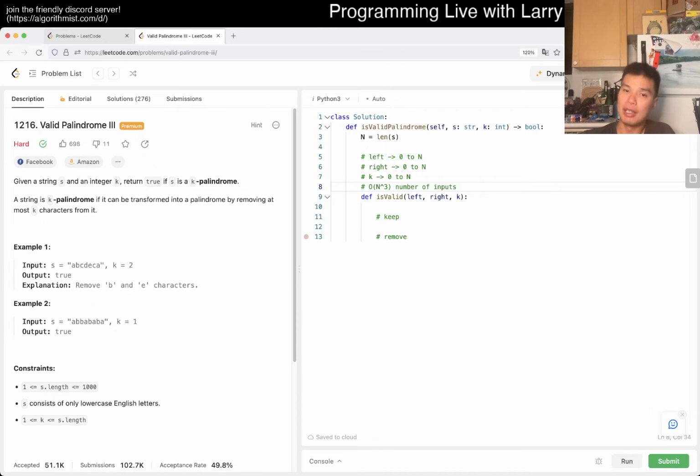So now we have to be a little bit smarter. Even if it's n cubed, it's going to be n cubed over 2, just because right is left to n or whatever. But still, n cubed where n is 1,000 can be too slow. So how do we approach this?